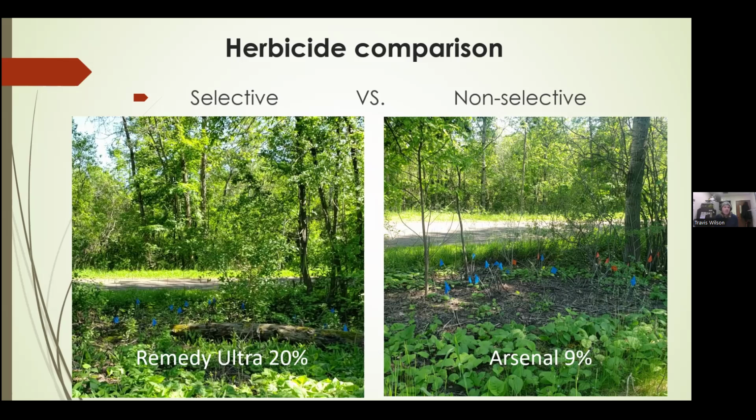And so as you can see in these two pictures, the left was sprayed with a 20% solution of Remedy Ultra. And where all those blue flags are, we're seeing some new growth coming in after a bunch of buckthorn had been cut and removed. Where on the right side, we have the Arsenal, which is non-selective. After going through and treating, we don't have much regrowth. So that's the non-selectiveness of the Arsenal targeting most of the things that are there, where the Remedy Ultra is going to allow you to have some selectability and potentially save some species.